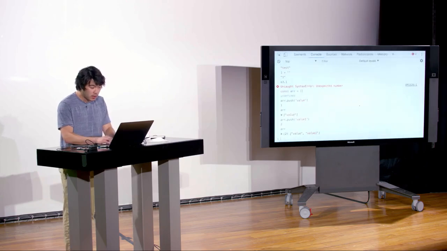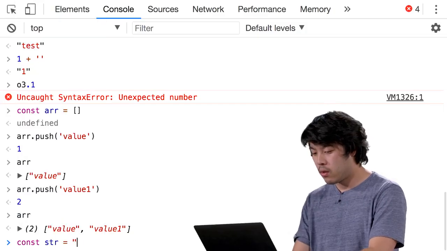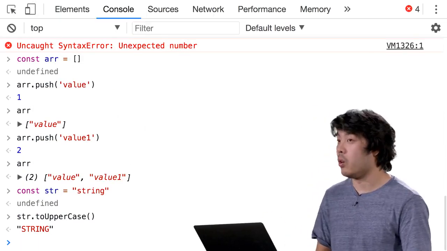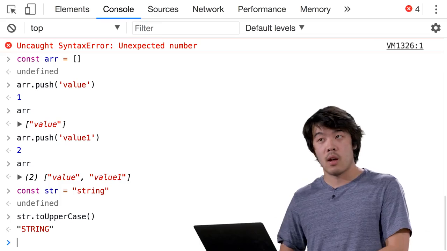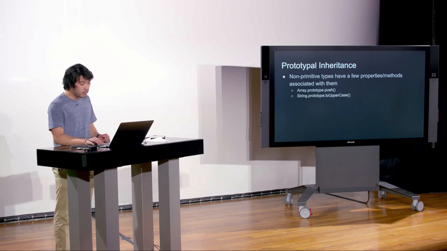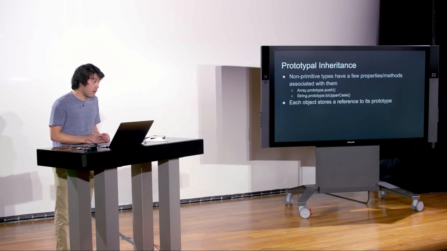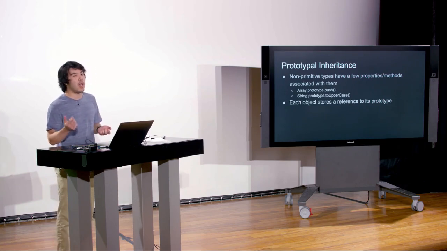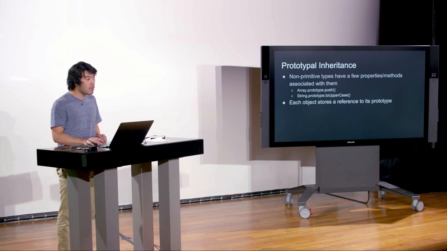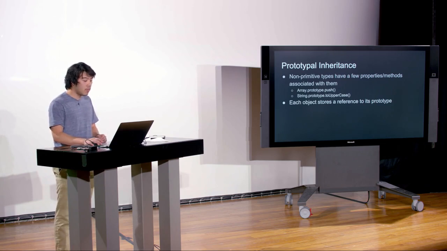Another one would be like String.prototype.toUpperCase. So say we were to have some string. If we did str.toUpperCase, now we're left with a new string with all uppercase. So these are just functions that we can invoke on any non-primitive that gives us something else, that is available to all non-primitives of a given type. So each object stores a reference to its prototype, meaning it knows about all of these methods, and it stores a reference to that object in order to know where the code to actually run these methods lies.